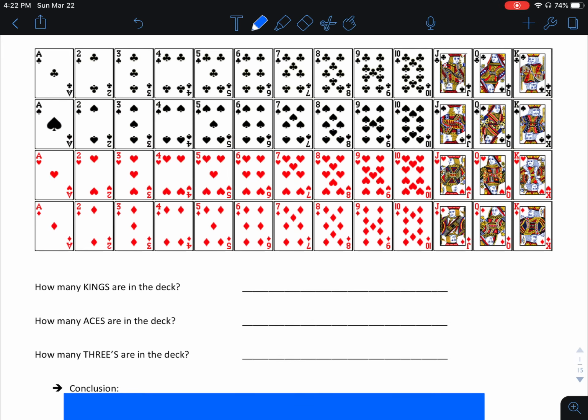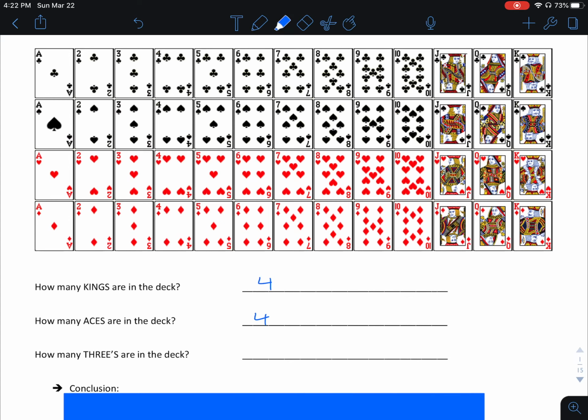So how many kings are in the deck? If I look at my picture of my deck of cards, I notice that my kings are in this last column over here. How many kings do I have? If you guessed, we got 4. How many aces? My aces are on this side. How many do I get? Again, I have 4. Do we notice a pattern?